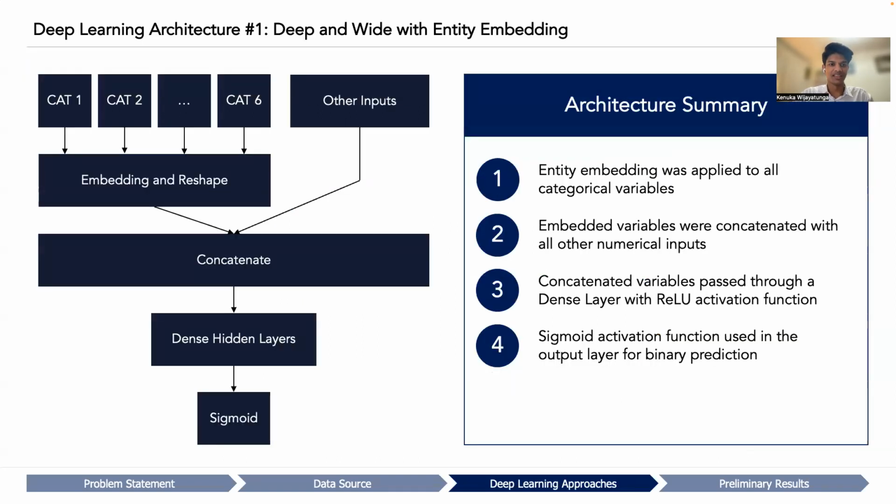Moving on to our deep learning architectures, the first one was deep and wide with entity embedding. So our 6 categorical variables were first entity embedded and then concatenated with our other numerical inputs. This was then passed through a dense hidden layer and finally into an output layer with a sigmoid activation function for the binary prediction.